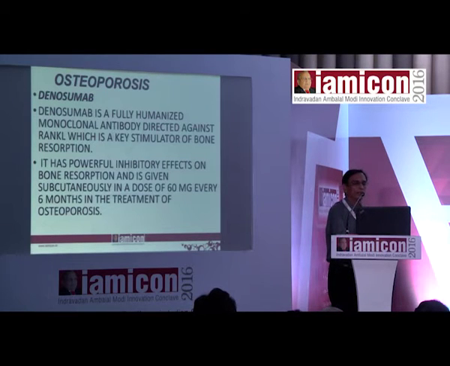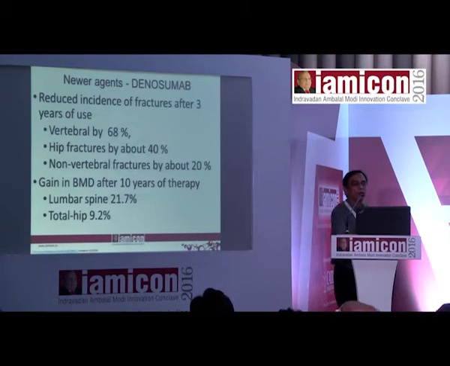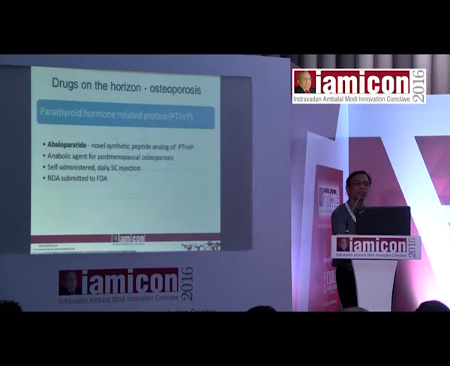If you see denosumab, it's a fully humanized monoclonal antibody directed against RANKL. So it is almost like a competitive inhibitor, like osteoprotegerin, stops bone resorption and stimulates bone formation. It has a powerful inhibitory effect on bone resorption. It should be given subcutaneously once in 6 months. So here, with the help of denosumab, we have reduction in fractures of vertebral body by 68%, hip fractures by 40%, and BMD increase by lumbar spine 21%, totally by 9%. So this is the advantage with the denosumab.